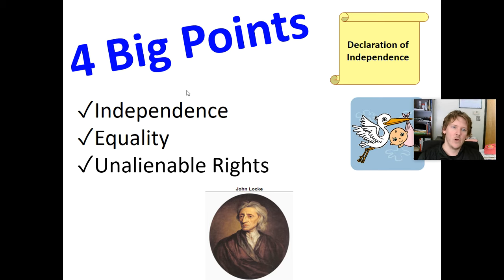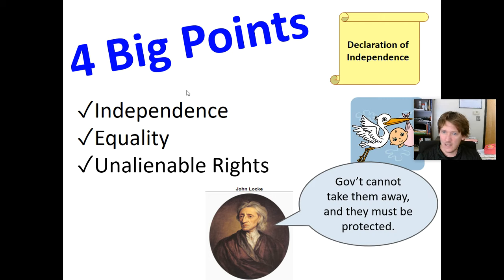But he says that we are all born with unalienable rights. These rights are not given to us by governments. God gave us these rights. Everyone has them. And if it's God's rights that he gave us, only God can take them away. Governments do not create these rights. Governments cannot take them away. The only thing that the government should do is protect these rights.